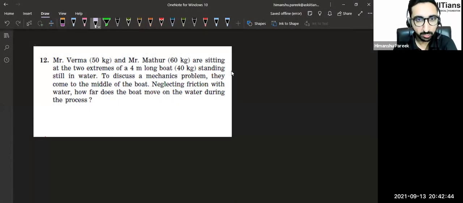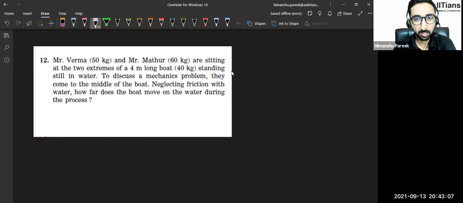So the question says, Mr. Verma and Mr. Mathur, their masses are given to us, 50 and 60 kg, are sitting at the two extremes of a 4 meter long boat. And the mass of the boat is also given to us, 40 kg. Standing still in the water. Initially, everything is at rest. Nothing is in motion.